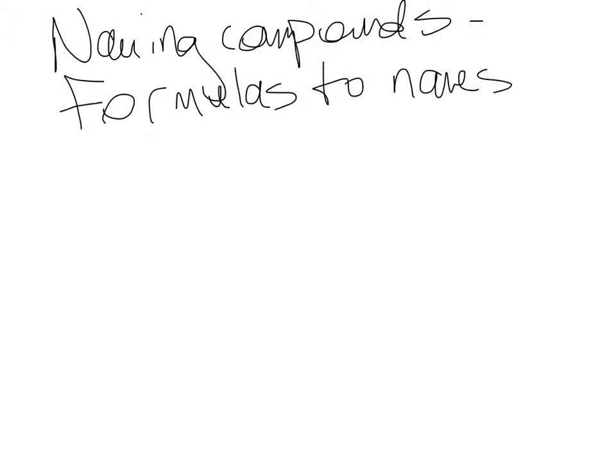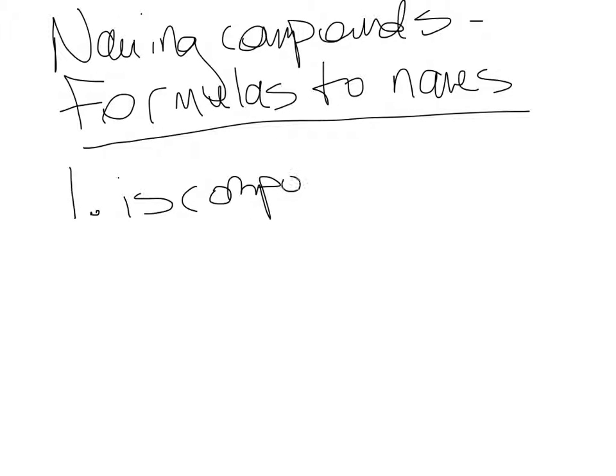So the first step that you need to take, well, obviously you have your periodic table out, but the first step you really need to take is you need to determine, is your compound ionic or covalent?